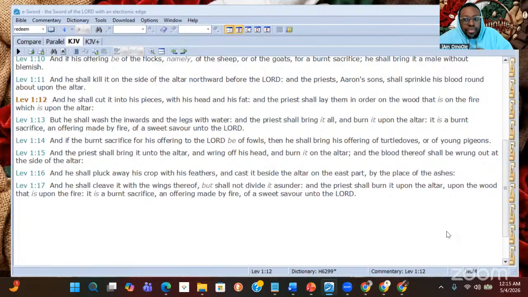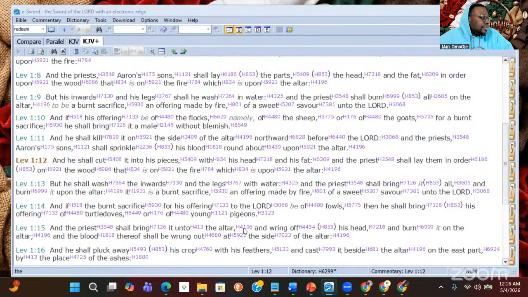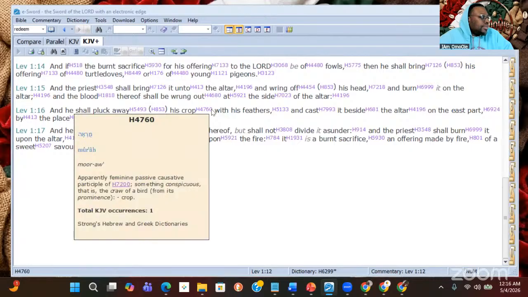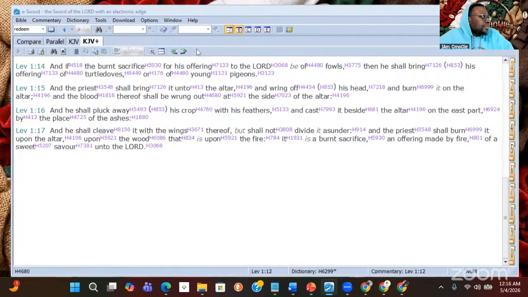And the crop is a part of the bird that is basically his voice, essentially. And he shall cleave it with the wings thereof. I mean, no, it's not his voice. It's a part that allows him to fly, I believe. Yeah, double check that. Crawl of a bird, right?